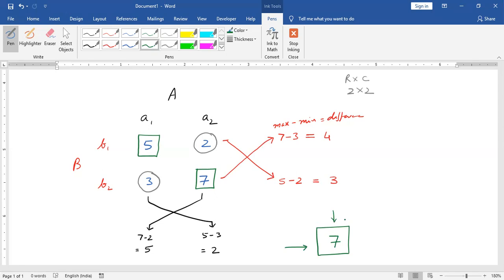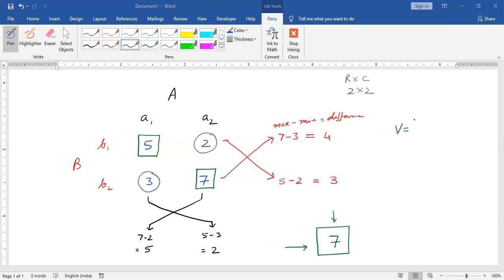So the totals of the differences must match. Now the question arises: how will we calculate the value of the game? The value of the game is equal to, what you do, you multiply the second column with the difference. That is 2 into 4. I am going to multiply 2 into 4.